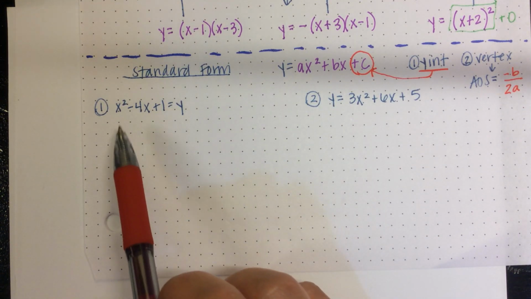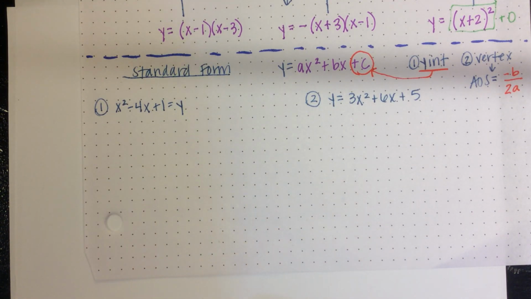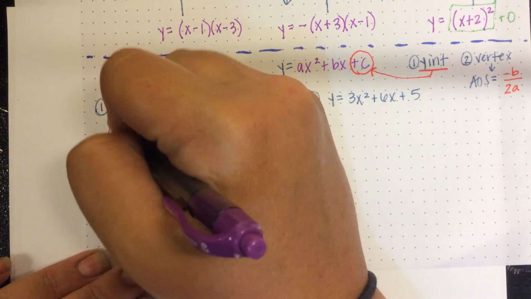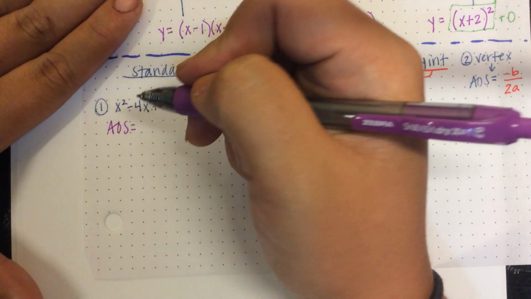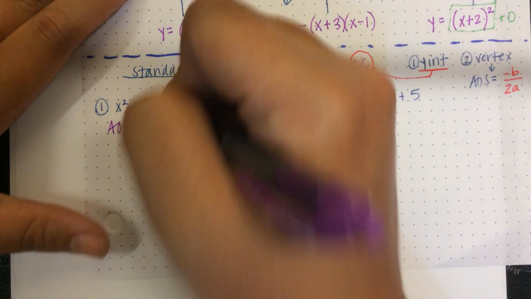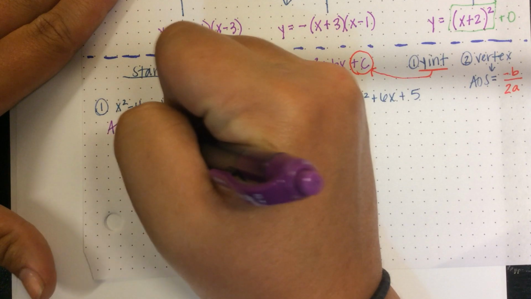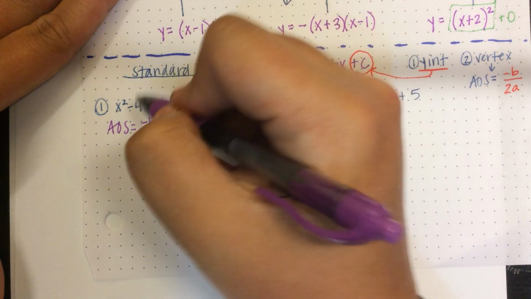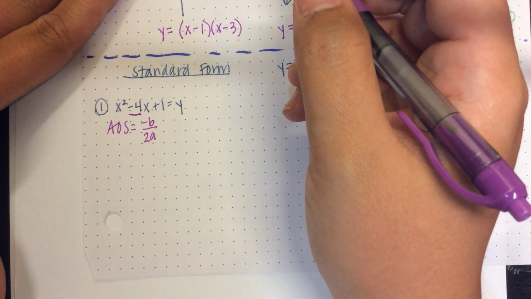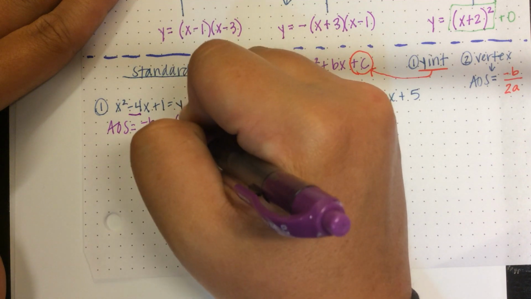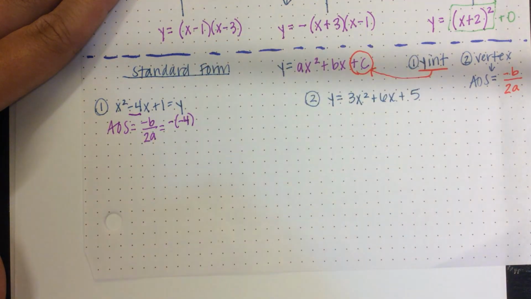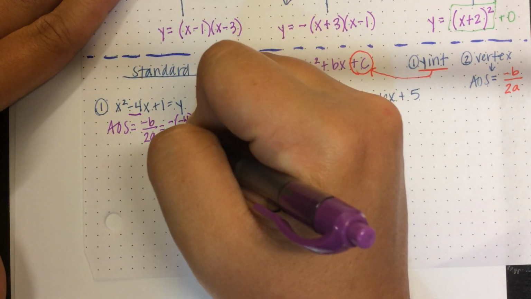So for the first one, we got x squared minus 4x plus 1. I'm going to start with figuring out my axis of symmetry. So my axis of symmetry, right, is going to be -b over 2a. All right, so in this case, my b is -4. So that's going to be -4, right? You're going to change the sign every time.